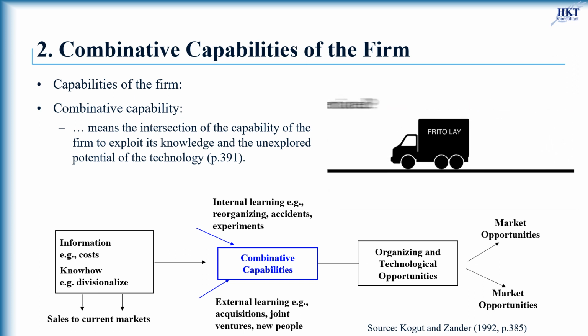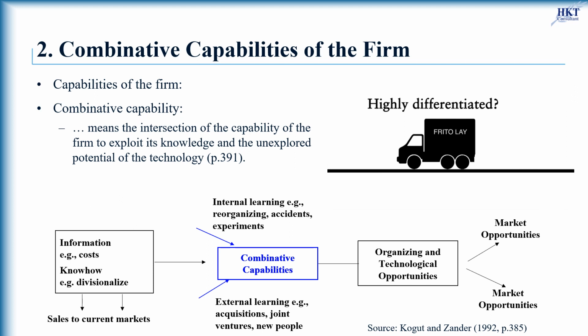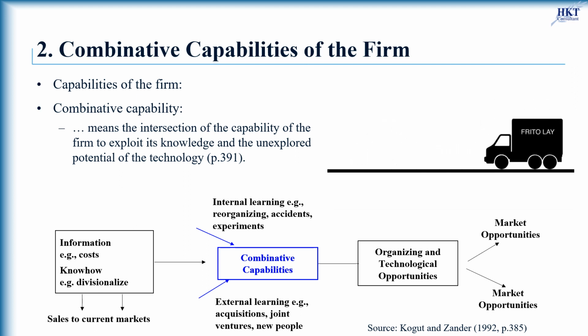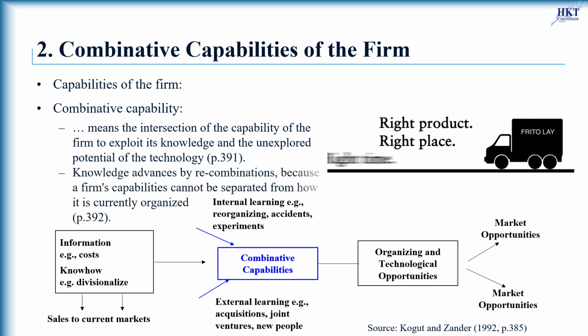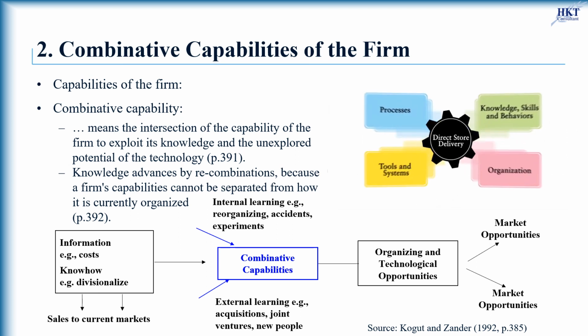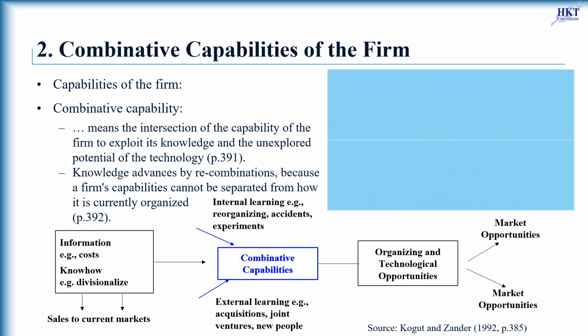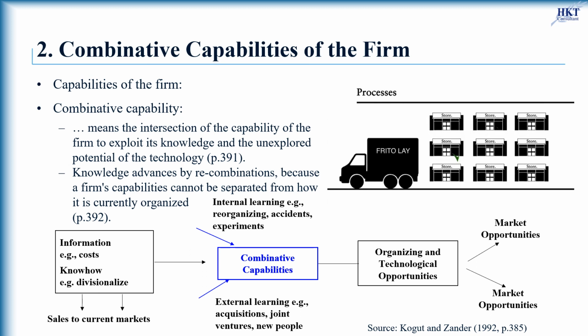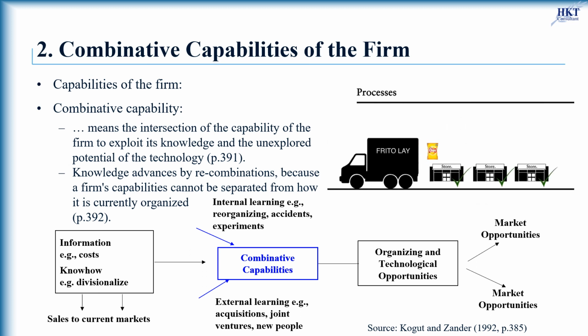are products of a firm's combinative capabilities to generate new applications from existing knowledge. In other words, firms learn new skills by recombining their current capabilities. Knowledge advances by recombinations, because a firm's capabilities cannot be separated from how it is currently organized. As Schumpeter argued, innovations are new combinations of existing knowledge and incremental learning.